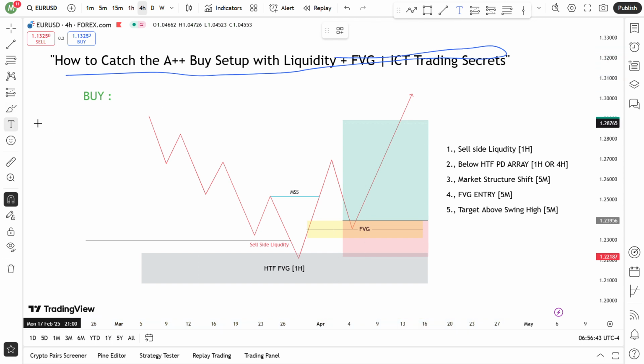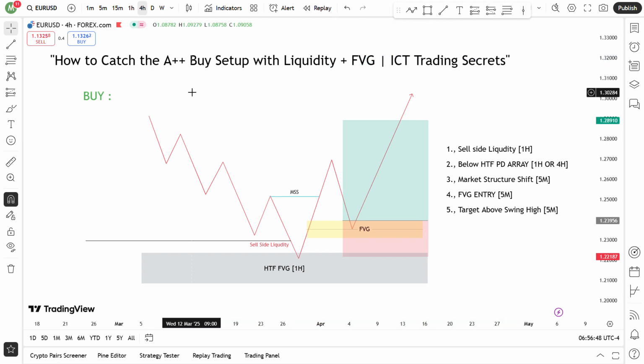Most traders are complicating trading like rocket science. They complicate it as rocket science. So you don't do it like that. I will explain it to you. Let's enter into the concept.